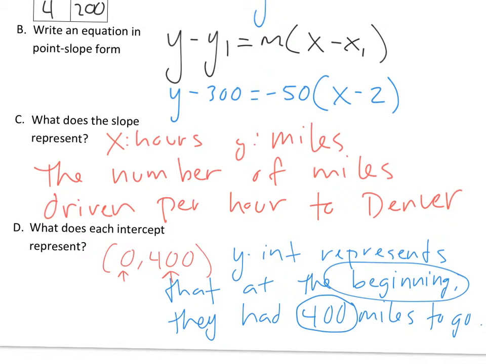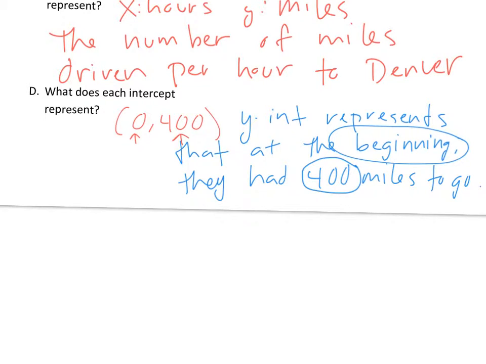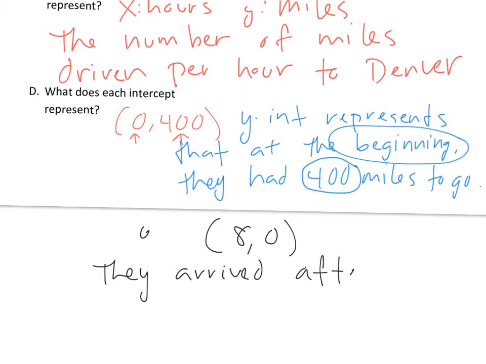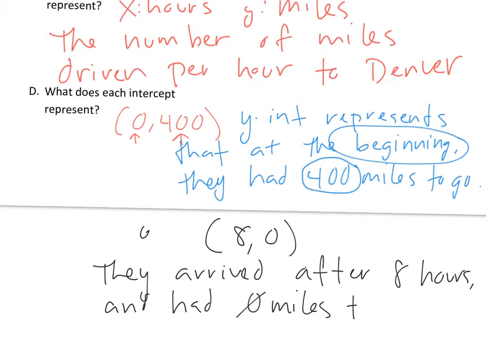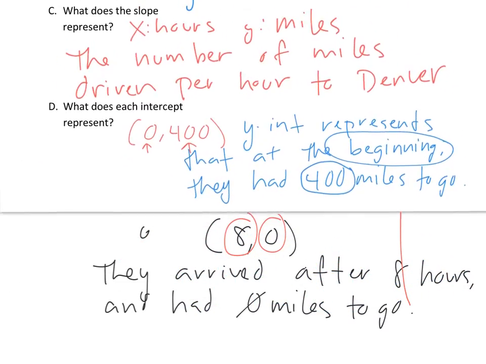But then they also want to know what the x-intercept represents. And we looked and saw that the x-intercept was actually (8, 0), because we know that that means that they arrived after 8 hours and had 0 miles to go. Seems like a ridiculously robotic sentence, but that's exactly what you have to write, because you have to represent the 8 and you have to represent the 0. Extremely important. So all of those things have to be mentioned in the problem. That was confusing. There you go.